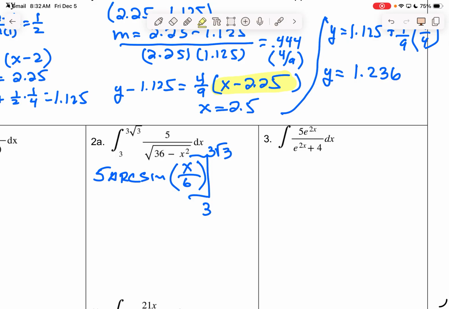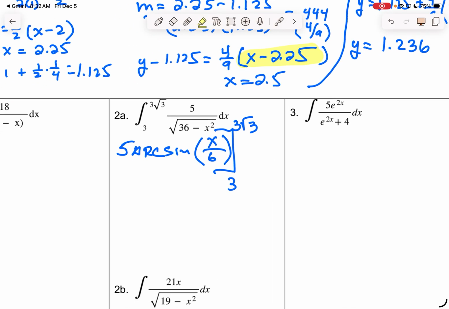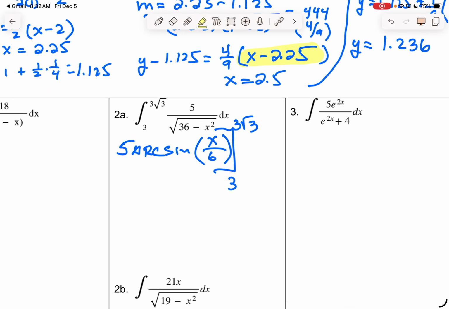So if we look at number 2a, hopefully we recognize it's arc sine. Is there a 1 over a out in front for an arc sine? No. Okay, but now we got to go evaluate it. And when we substitute that in, we're going to get what? 5 arc sine of, well, when I do 3 root 3 over 6, what does that become? Just root 3 over 2, minus 5 arc sine of 1/2.